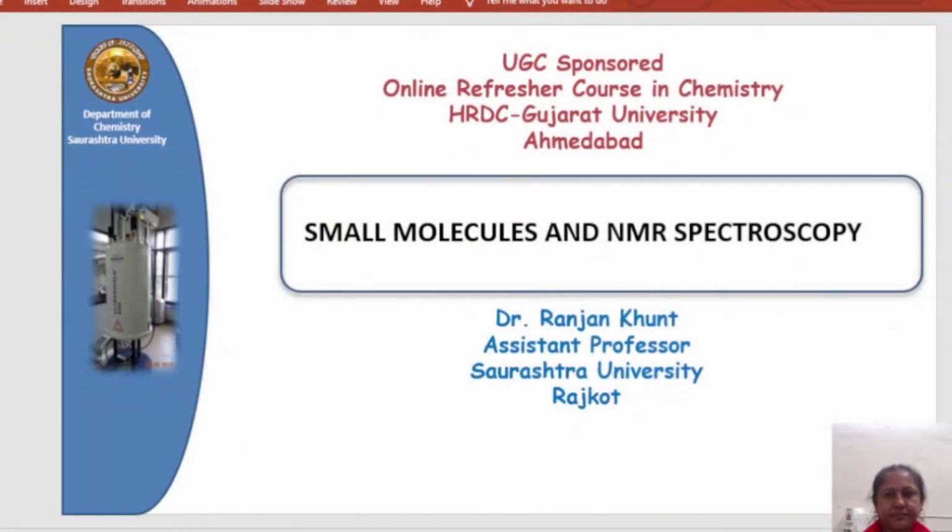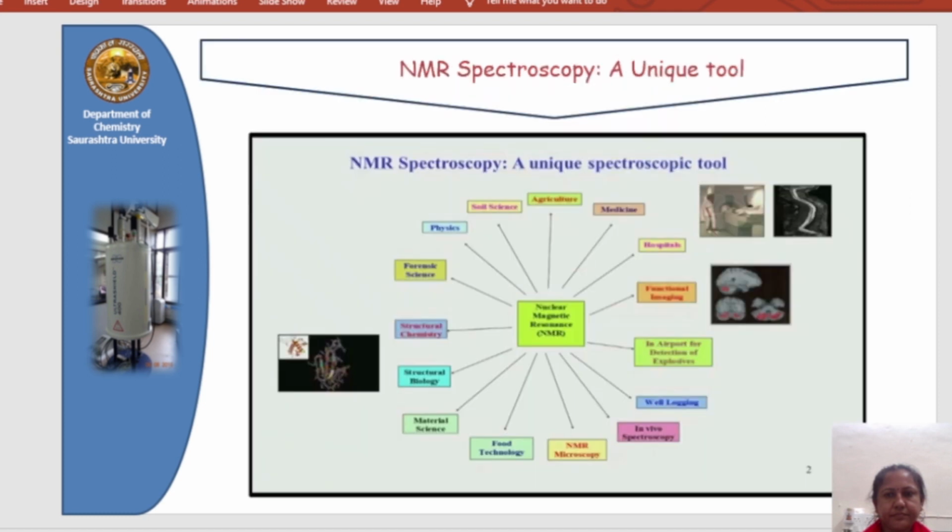So we start with the spectroscopy. What do you mean by spectroscopy? How will it help us? So I will start from the very basic of this, very basic of the NMR.